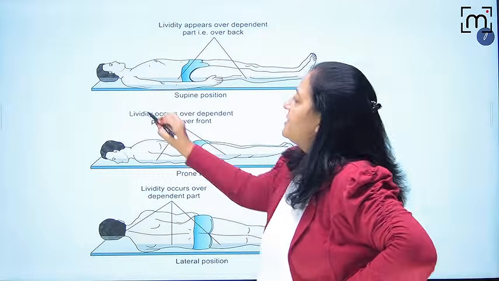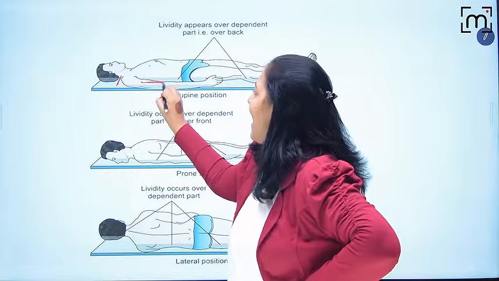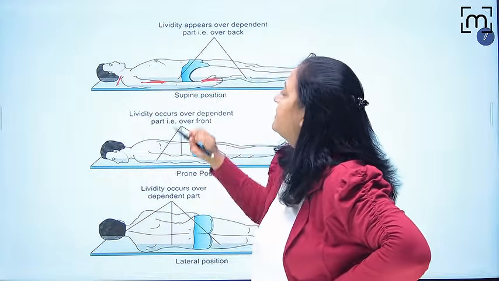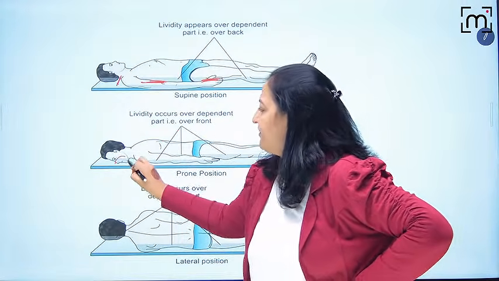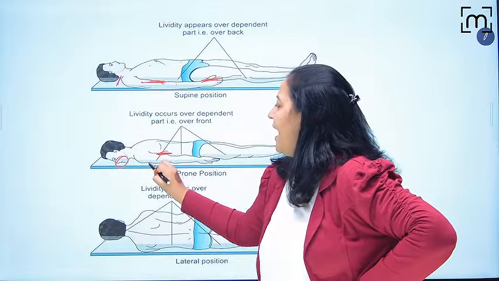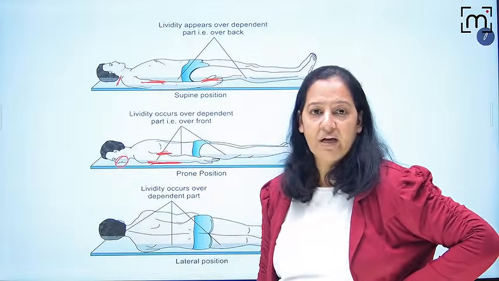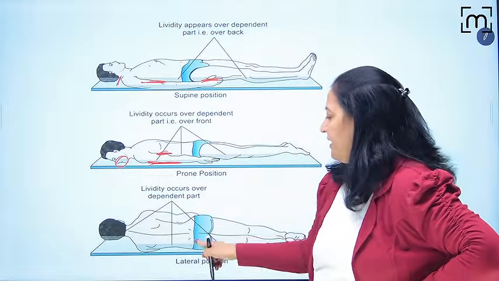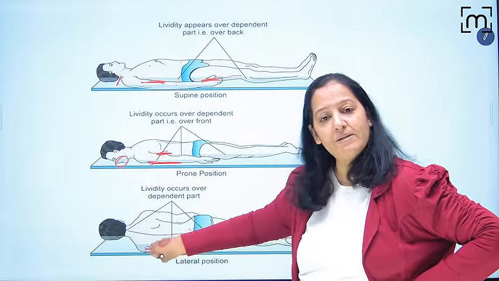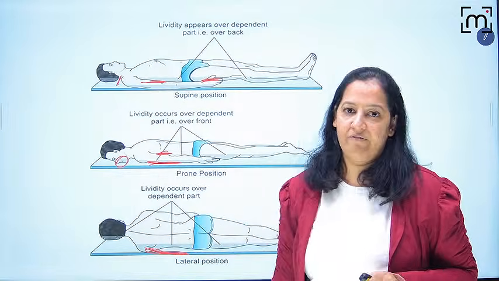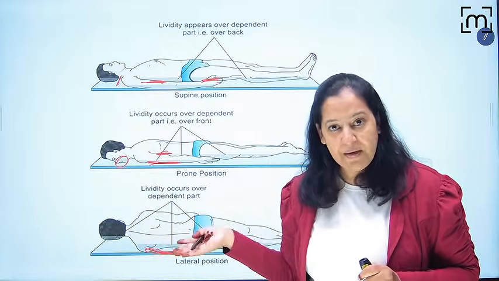In supine position, lividity is seen on the neck, back, and thigh. In prone position, it is on the face, chest, and upper area of the limbs. In lateral decubitus position, it is only on one side, whether right or left. So you should be able to draw these images and explain.